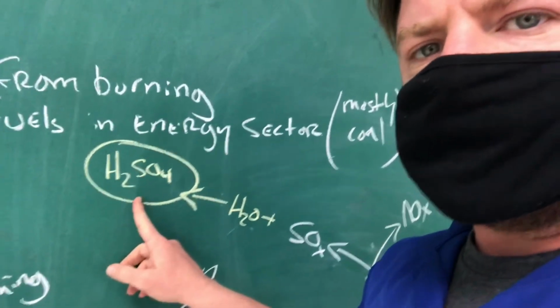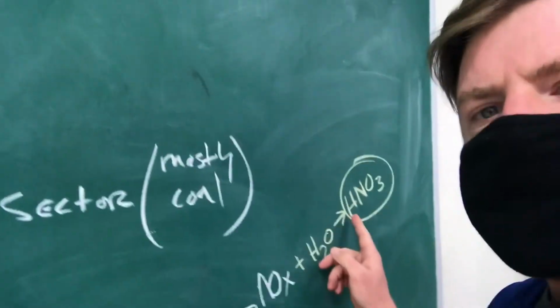So mostly when we talk about a particularly concentrated acid, an acid that is causing damage to trees, to crops, to soil, to freshwater ecosystems, things like that, that's mostly what we're talking about: these secondary pollutants in the atmosphere, sulfuric acid, H2SO4, and nitric acid, HNO3.